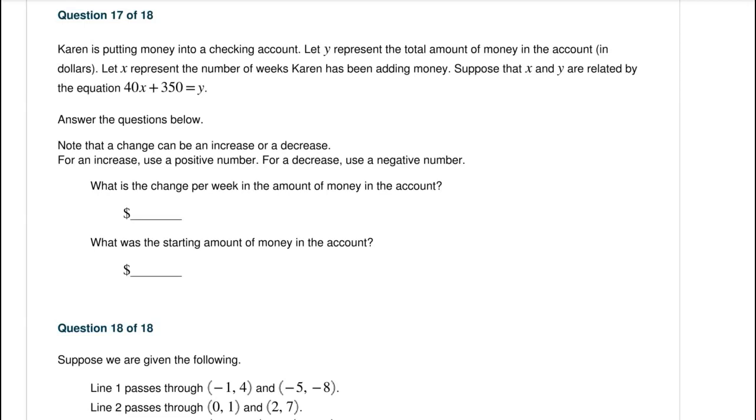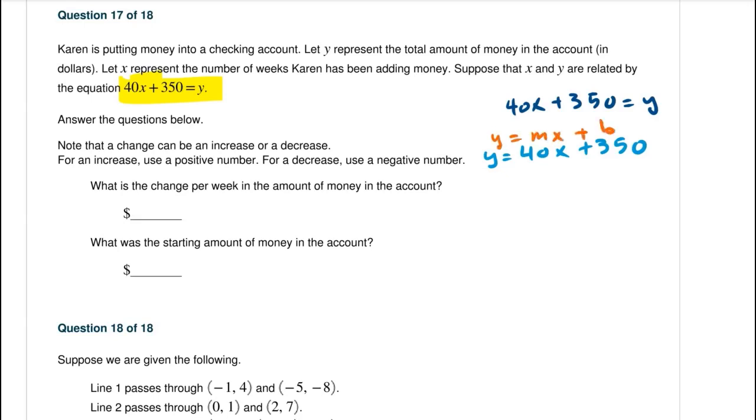Alright, so first of all, they give you an equation. I just don't like the way they write this equation: 40x plus 350 equals y. I prefer to write it as y equals 40x plus 350. This looks more familiar because it is in the form of y equals mx plus b. By doing this, you can tell your m is 40 and your b is 350. So that's telling me something begins with 350, so she probably already has $350 in her bank from the beginning. The slope is 40.